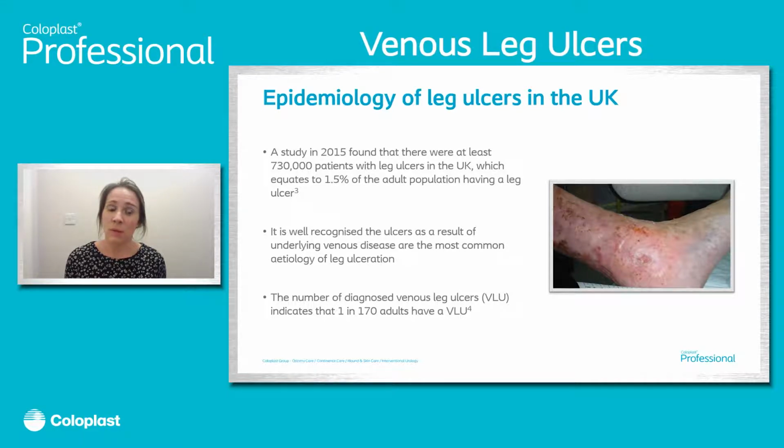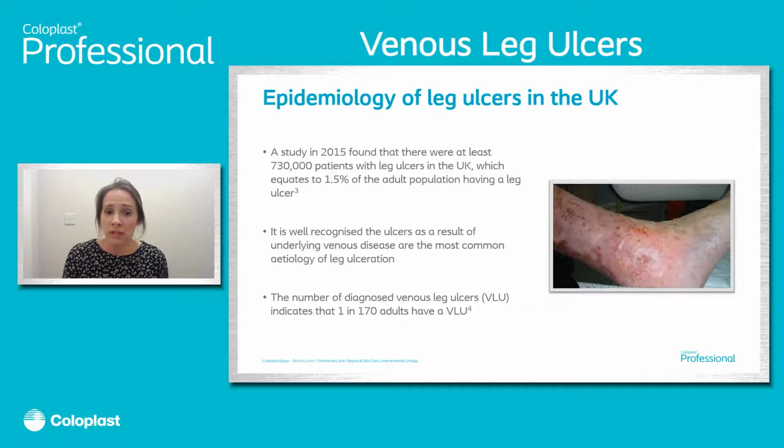And I think we probably can, but we need to really educate ourselves as well as others to notice those signs and symptoms, and we'll touch on those a bit later on. But it's well recognised that ulcers occur because of this underlying venous disease. We really need to, as I say, recognise those very early signs and symptoms in order to prevent any further damage.